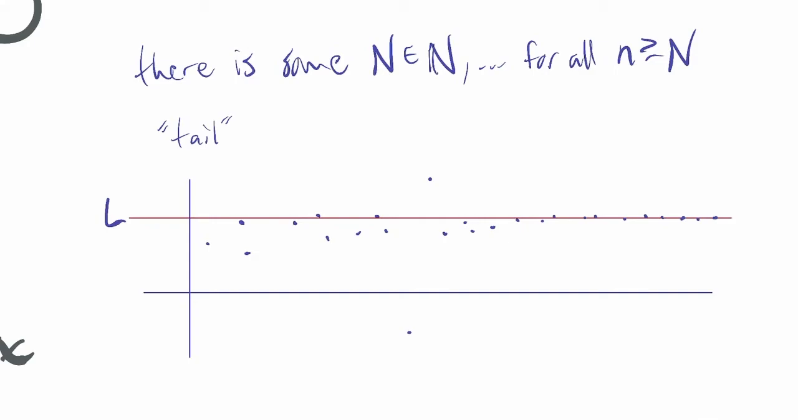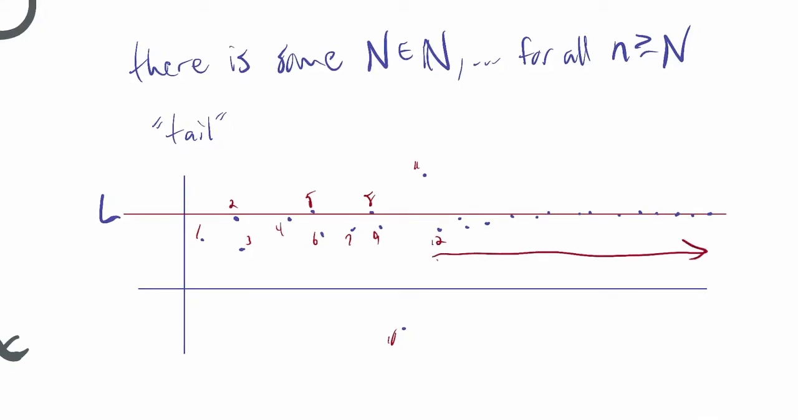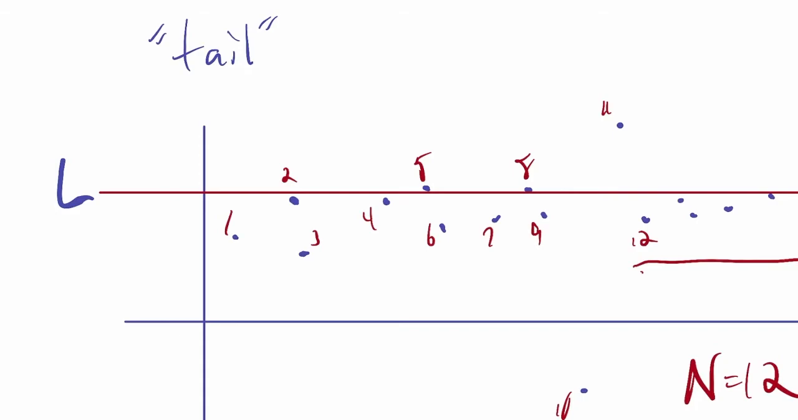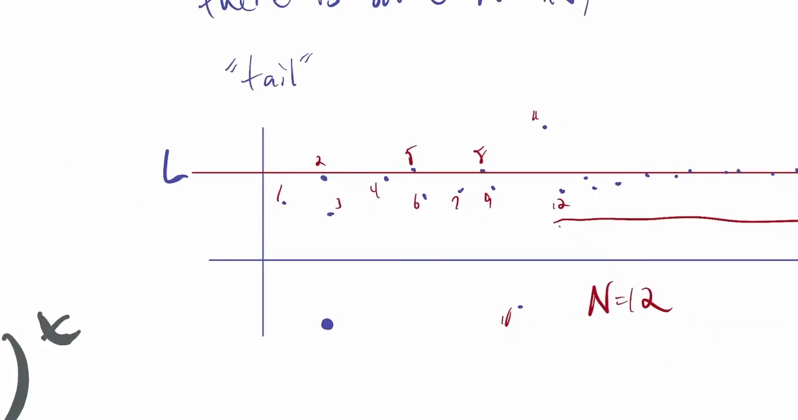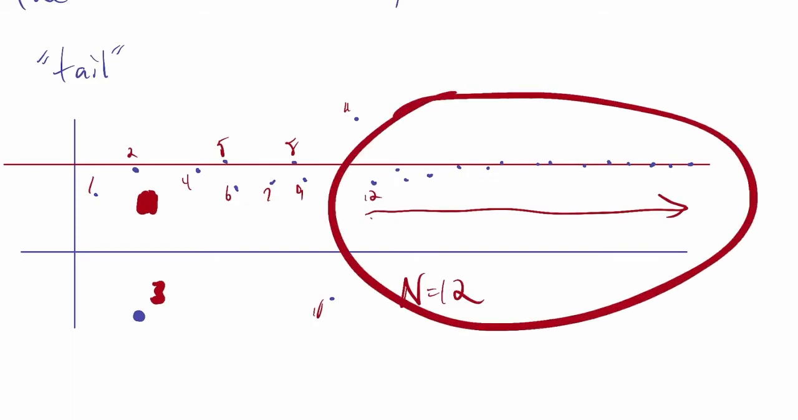So if we count what position that is, start with 1, 2, 3, 4, 5, 6, 7, 8, 9, 10, that's a big outlier, 11, 12. From 12 onward, they all stay close to L. So this is the tail, and big N equals 12. Whenever you are talking about convergence or behavior of a sequence, it's the tail that matters. These other terms don't matter at all. If I changed it and said, actually, 3 isn't there, 3 is here, that doesn't affect the tail. The tail is what matters when we talk about convergence.